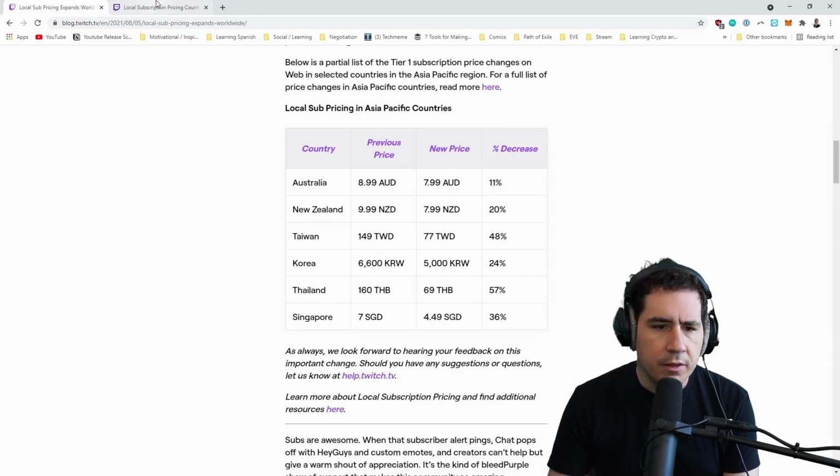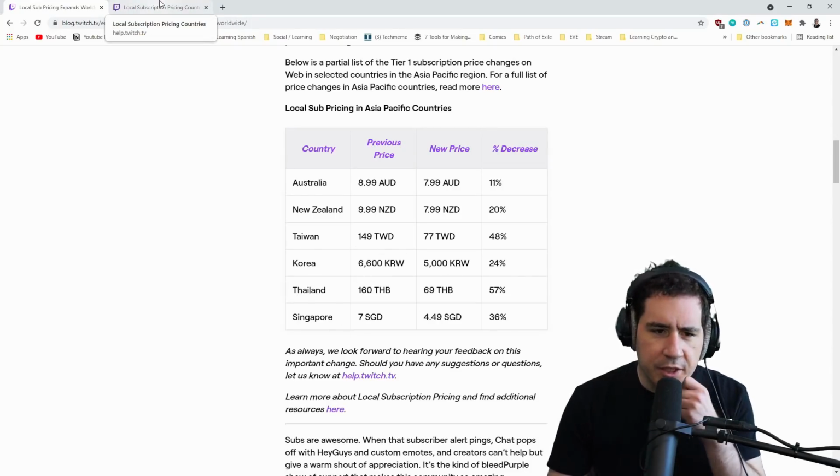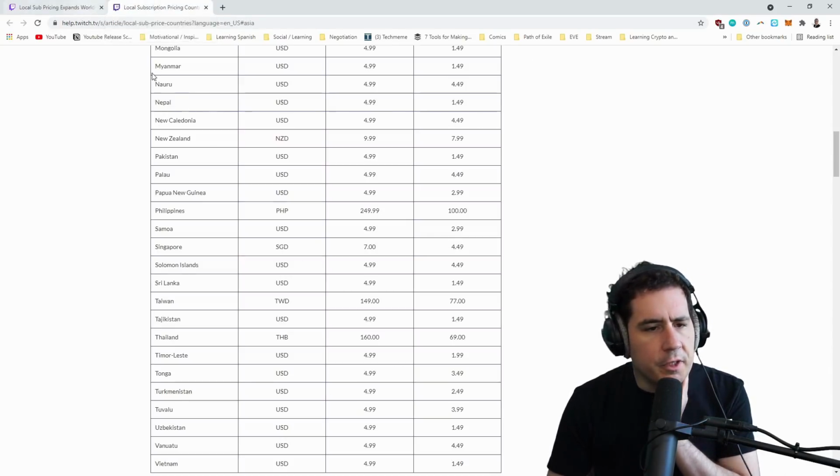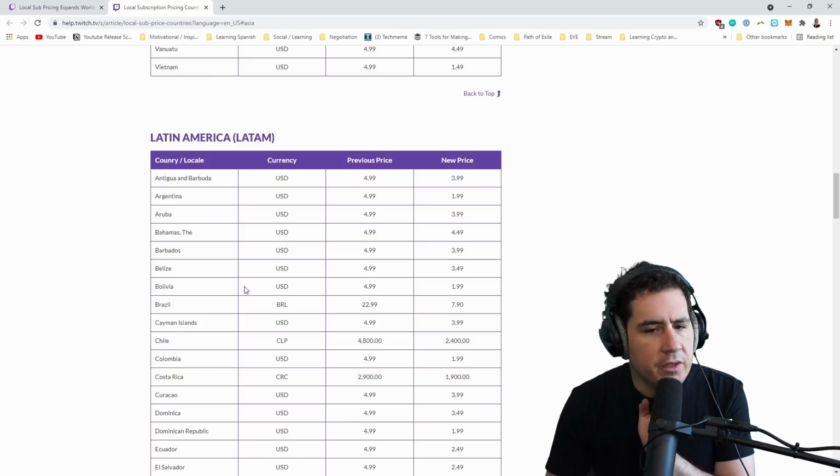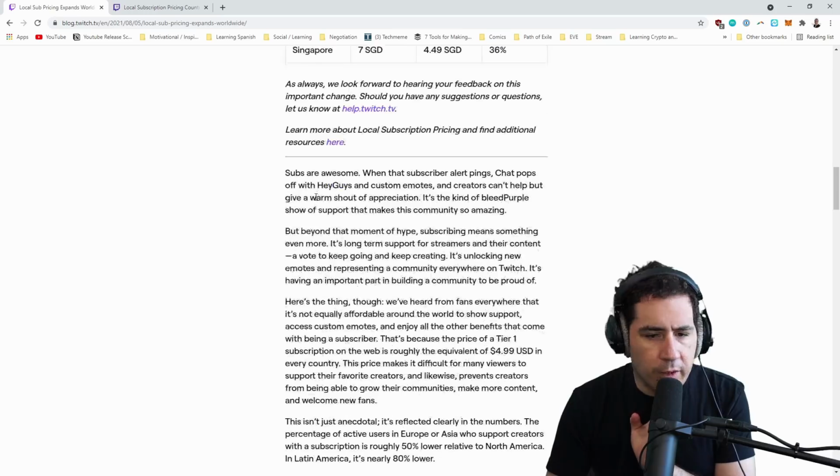Taiwan, Korea, Singapore, Group BC-ish, Brazil. Most of the people here, you will not notice a difference that is substantial enough to affect your income, and I wouldn't worry about this change.